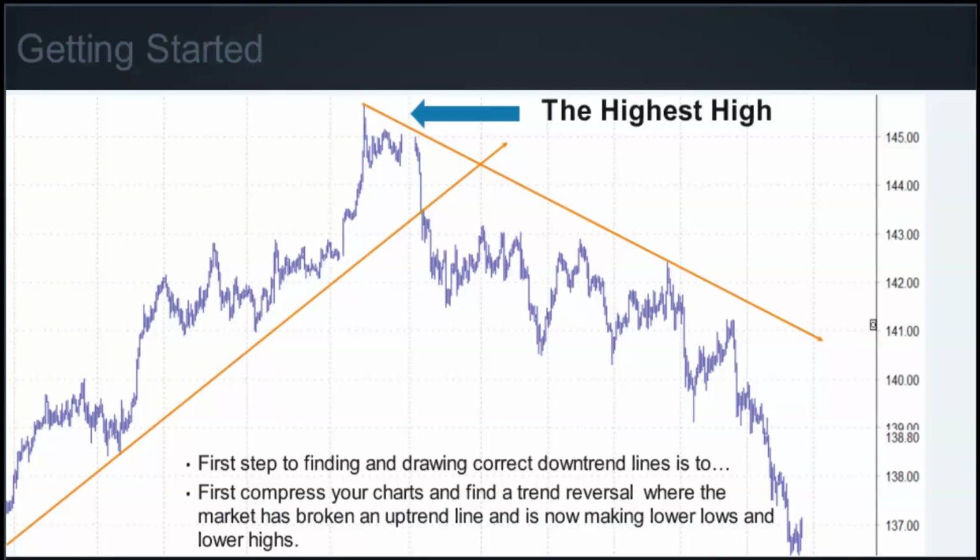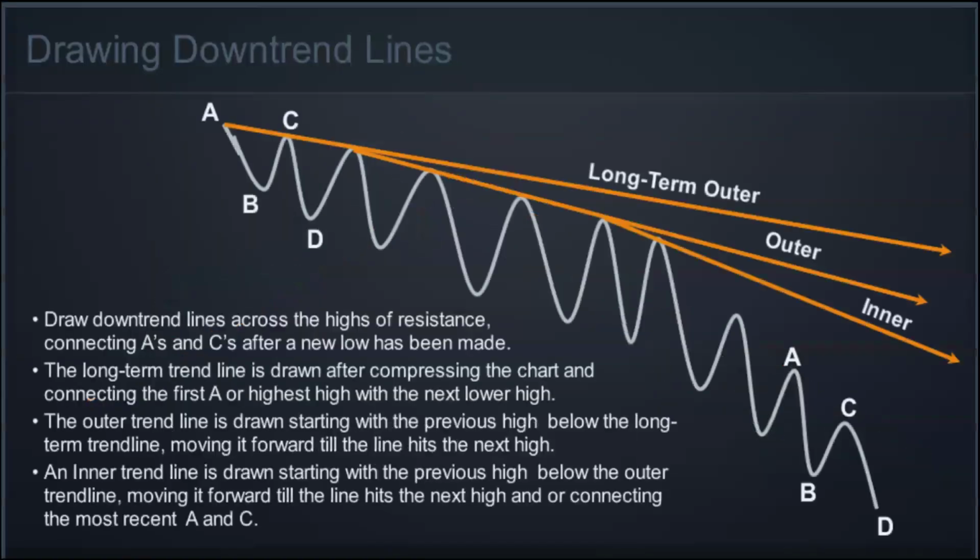So this is how it is in reality on a real chart, right? So for the first step for us, what we want to do, okay, let me just go back a little bit and give you the process. So this is the procedure to draw the trend line. The first thing you want to do, you draw the trend line across the highs of resistance, connecting the A's and the C's after a new low has been made. The long-term trend line is drawn after compressing the chart and connecting the first A or highest high with the next lower high.